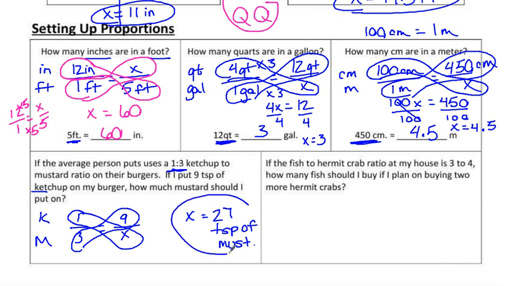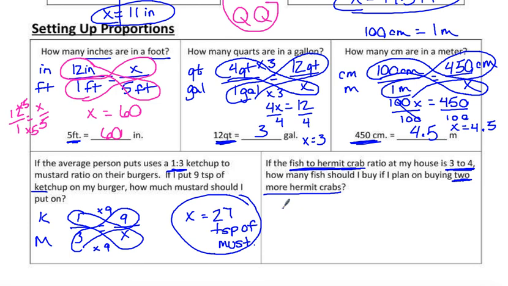And that's your answer. Now, if you did the ratio form, you would just do 1 times 9, which would be 9. So you do 3 times 9 on the bottom, which gets you to 27. Same answer. All right, the last one on this page: if a fish to hermit crab ratio in my house is 3:4, so that's our ratio, how many fish should I buy if I plan on buying 2 more hermit crabs? So I'm buying 2 more hermit crabs, and I have a fish to hermit crab ratio.